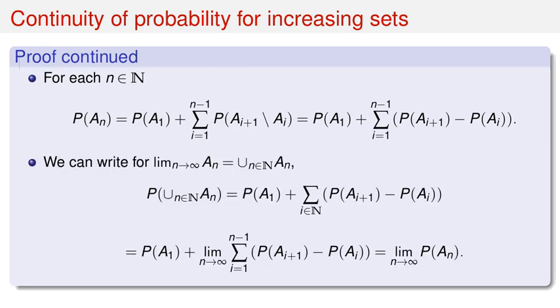Now for the limit of An as n approaches infinity, which is the union over n in N of An, we can write P of the union over n in N of An by sigma additivity as P of A1 plus the sum over i in N of P of A_{i+1} minus P of Ai. This is P of A1 plus the limit as n approaches infinity of the sum from i equals 1 to n minus 1 of P of A_{i+1} minus P of Ai, which simplifies to the limit as n approaches infinity of P of An.